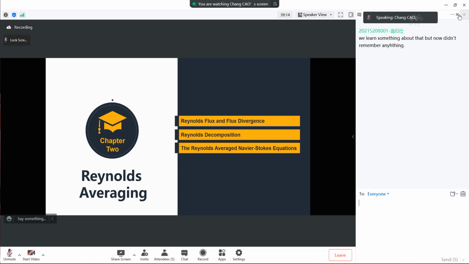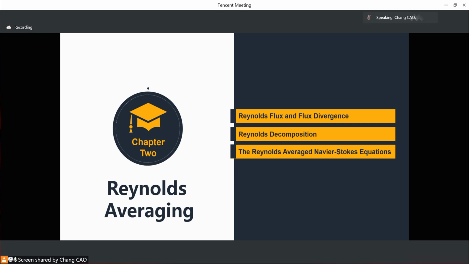Okay, so for Reynolds averaging in this part, I just want to introduce basic knowledge about Reynolds flux. And what does Reynolds decomposition mean? And there are several important rules for doing Reynolds averaging. After you know this, we can derive the Reynolds-averaged Navier-Stokes equations.